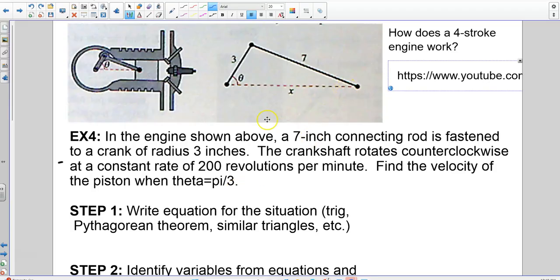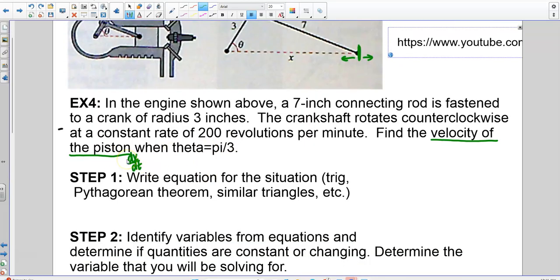Okay, so the velocity of the piston, we have to keep in mind the piston is connected to this right here, right? And so that piston is going up and down, or left and right in this particular picture, back and forth. So we're supposed to find the velocity of the piston. What is that going to be for whatever equation we start coming up with? It's dx/dt. That's what we're looking for. I'm a step ahead because we haven't written our equation yet, but that's what we're trying to find.